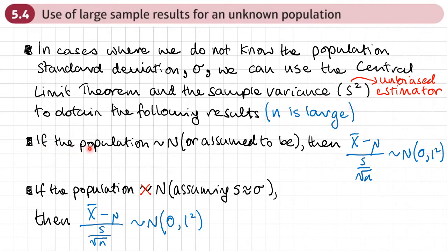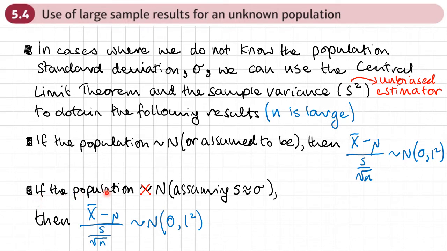So first result, if the population is normally distributed or assumed to be normally distributed, then if we standardize the sample mean, that will be approximately a standardized normal distribution. Because we know that the sample means will be normally distributed, and if we standardize that, then it should be approximately a standardized normal distribution.